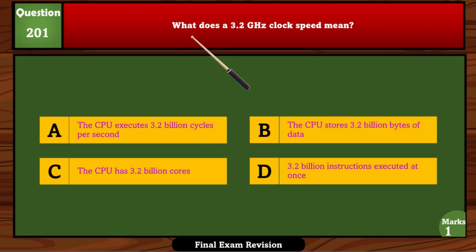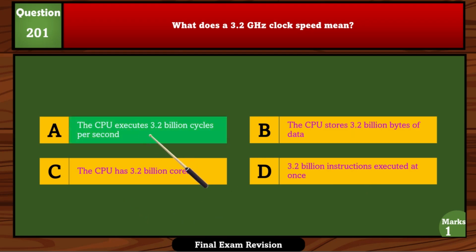Question 201. What does 3.2 gigahertz clock speed mean? Option A, the CPU executes 3.2 billion cycles per second. Option B, the CPU stores 3.2 billion bytes of data. Option C, the CPU has 3.2 billion cores. Option D, 3.2 billion instructions executed at once. So it means that option A is correct. The CPU can execute 3.2 billion cycles per second.